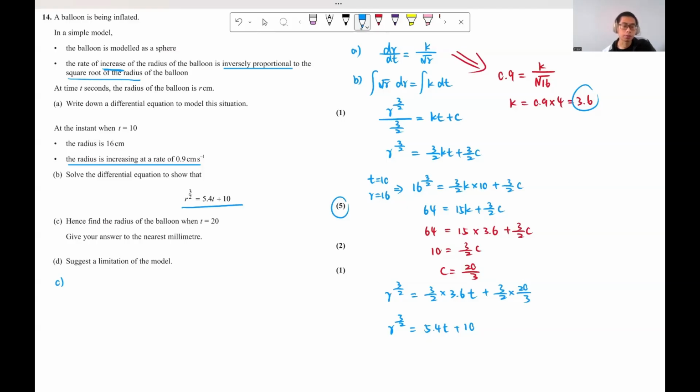Hence, find the radius of the balloon when t equal to 20, and then give your answer to the nearest millimeter. So be careful with the units here. So the units for the radius of the balloon is centimeter, but this time they want us to give the answer to the nearest millimeter. So always be careful with the units in the modeling question.